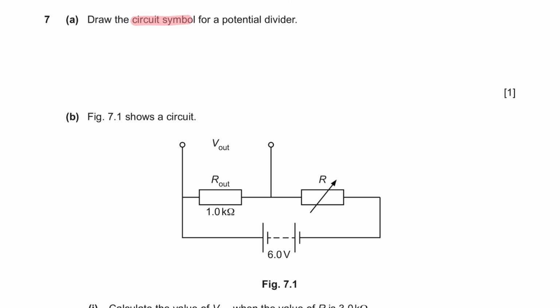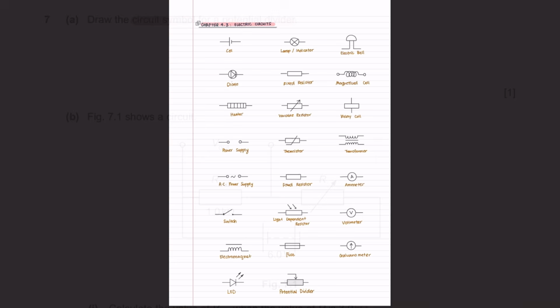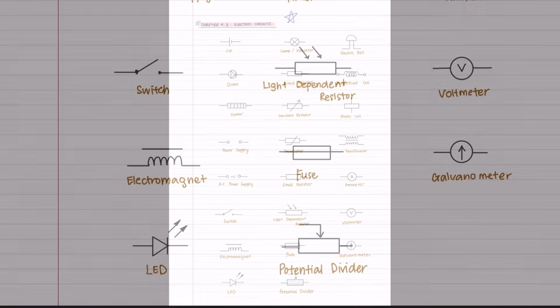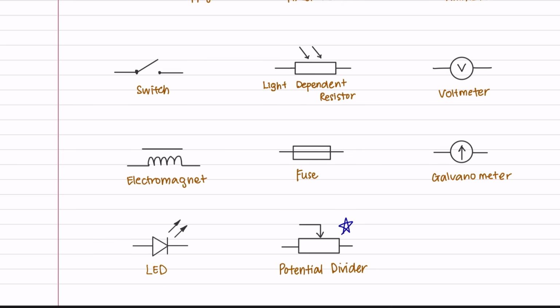Draw the circuit symbol for a potential divider. Make sure you're familiar with all the symbols for electric circuits. If you're not, you can take a screenshot of the screen right now. This is the circuit symbol of a potential divider.